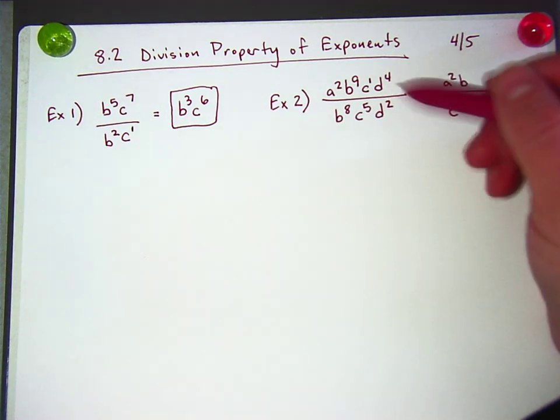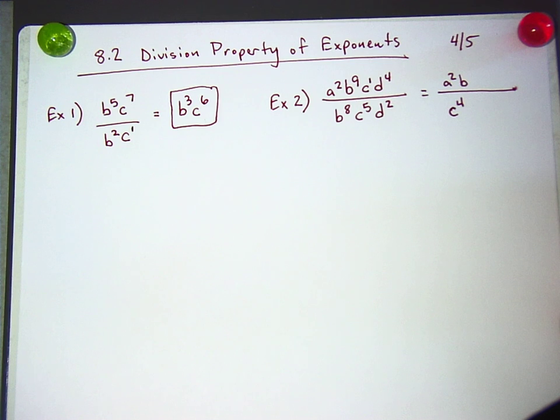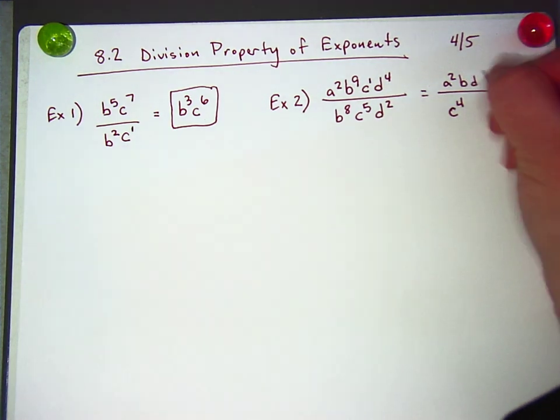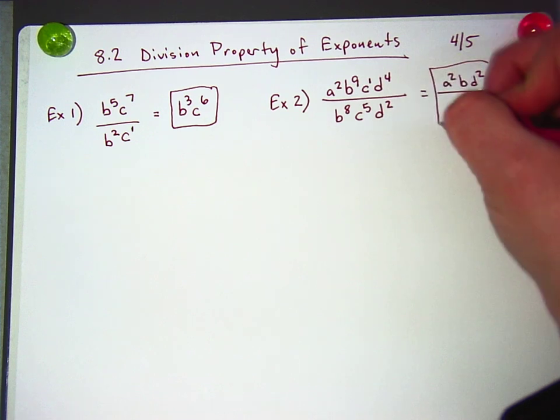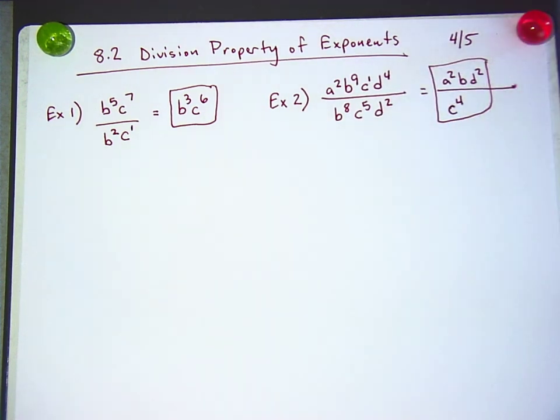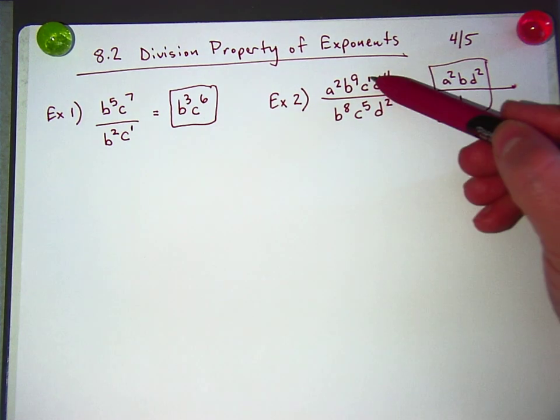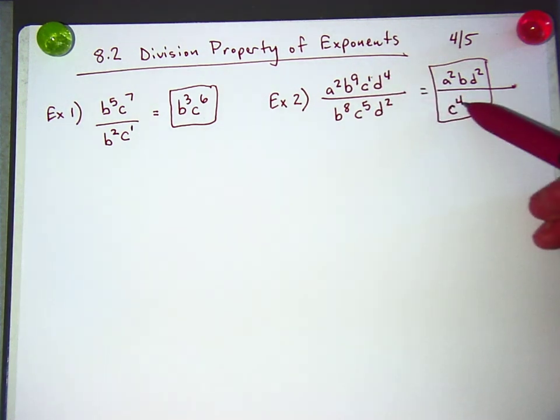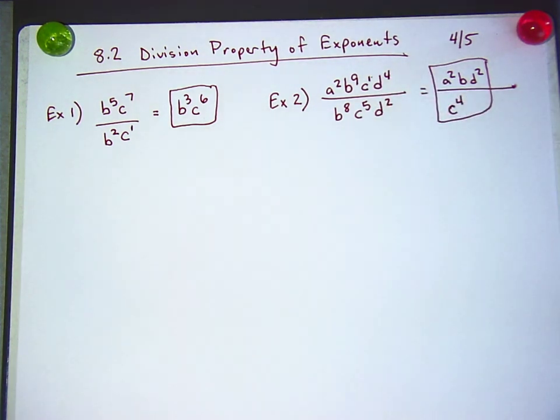Okay, 4 d's on the top, 2 d's on the bottom. Leaves what? D squared on the top. Got it. Okay? If you did subtraction here, the 1 minus 5 actually makes a negative power, which would put it on the bottom, which we'll cover more next time.